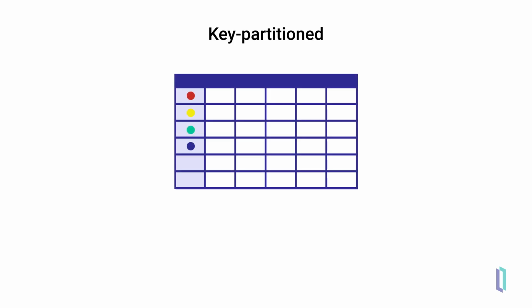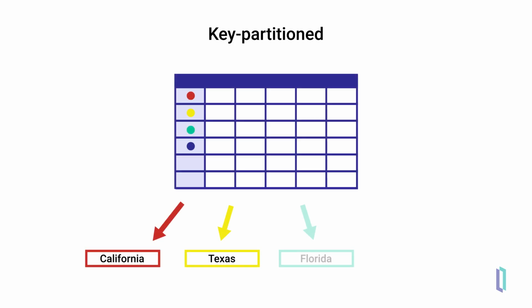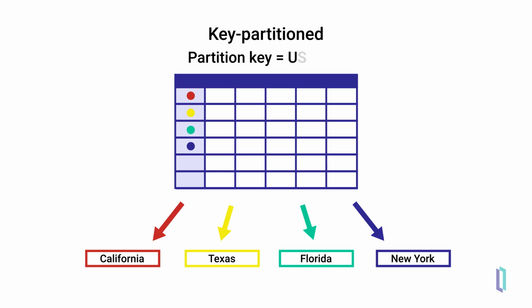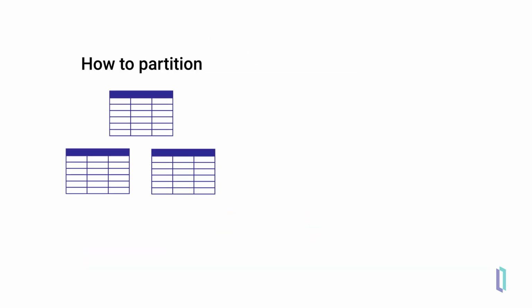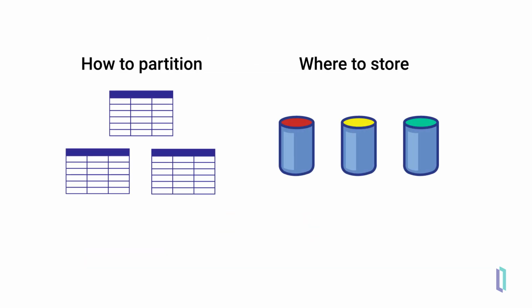If you'd like more control over how your data is partitioned, you can use key partitioned. This allows you to determine the logic behind your partition structure. Consider which fields are often used to filter rows. These fields, for example, US state, can then be leveraged as the partition key. In key partitioning, there are two important decisions: how you partition the data and where those partitions are stored.